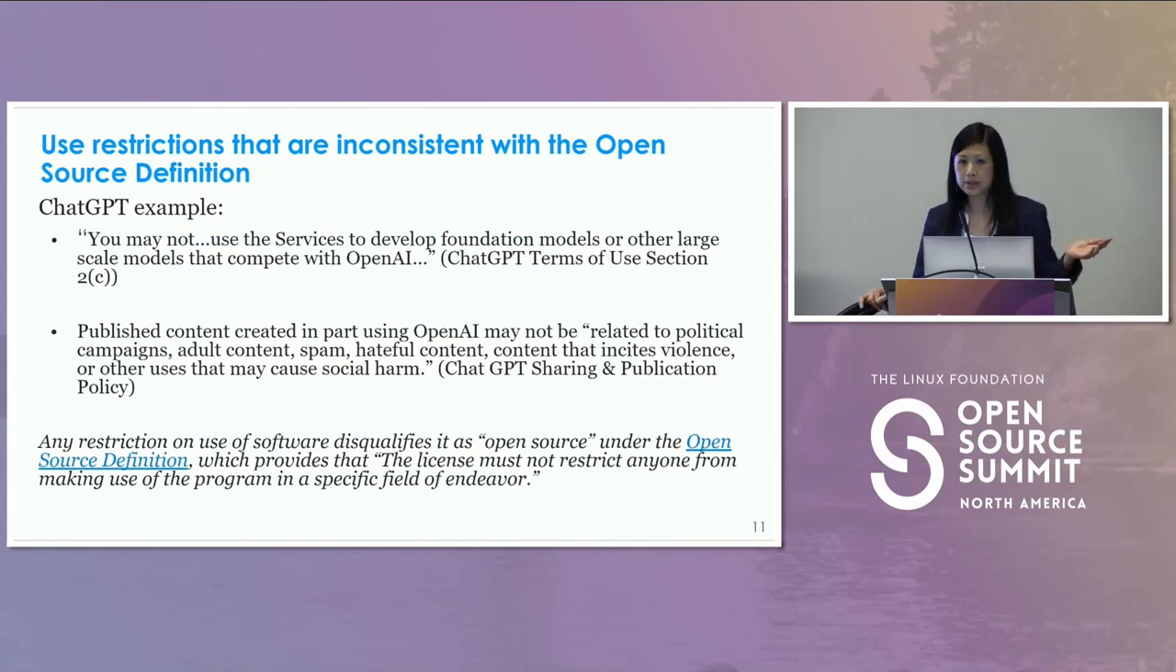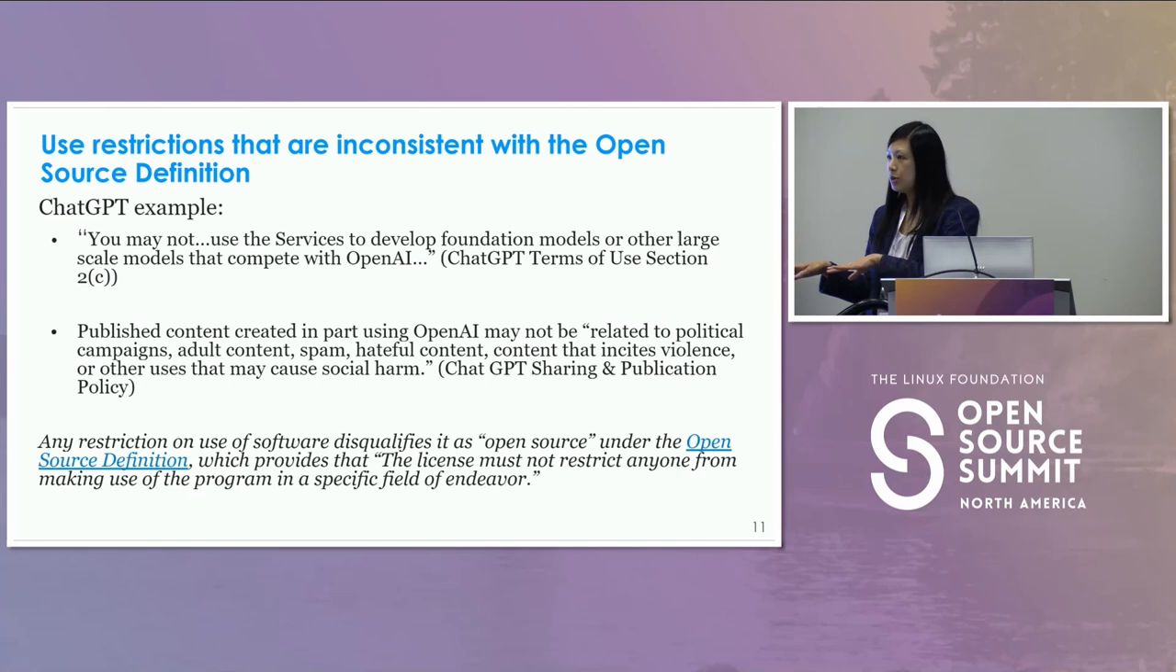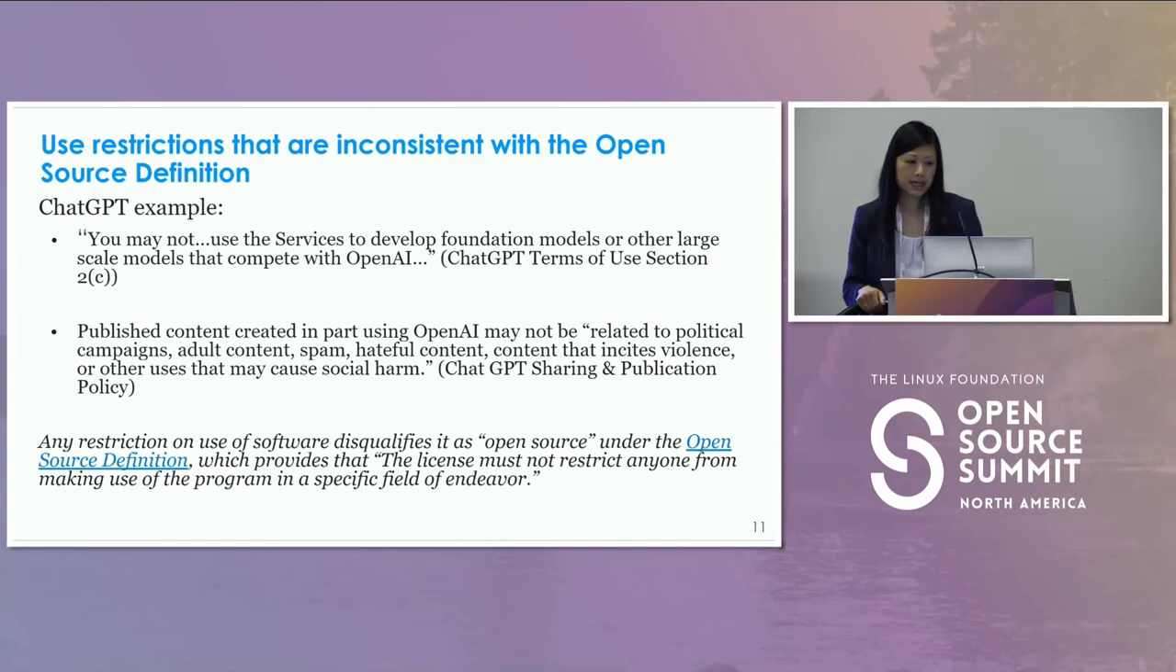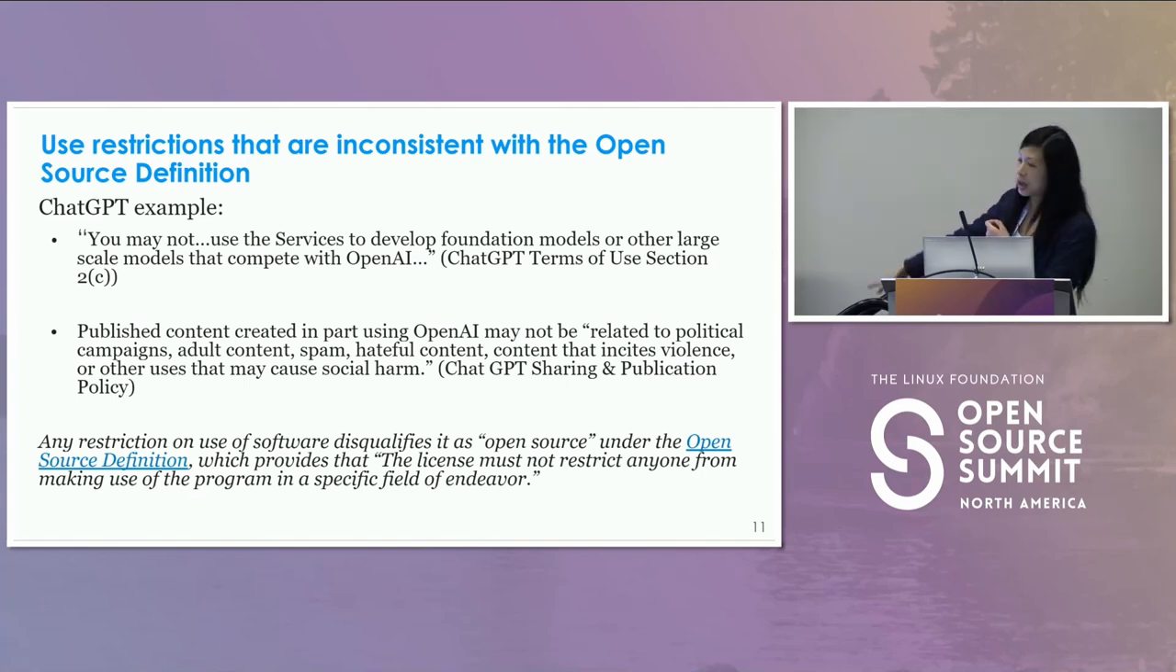With some AI tools, there's also an inconsistency between the contractual terms that apply to that tool and its output and the open source definition, and then also the terms of all open source licenses. I'll give you an example, ChatGPT. These are some of the contractual terms in the ChatGPT terms. You may not use the services to develop foundation models or other large-scale models that can compete with OpenAI. Another restriction is that published content created in part using OpenAI may not be related to political campaigns, adult content, spam, hateful content, content that incites violence, or other uses that may cause social harm.